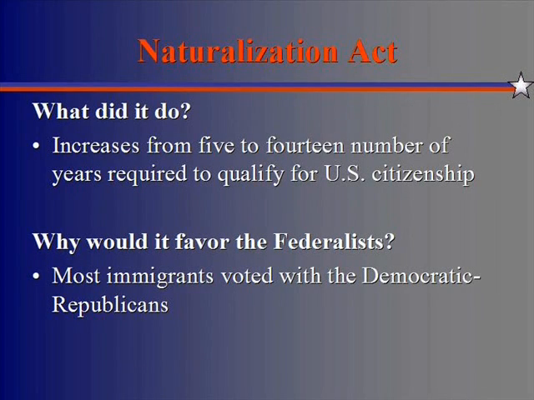The first of these is the Naturalization Act. What did it do? It increased the number of years that it would take for you to qualify for U.S. citizenship. Say you're an immigrant from another country. In those days, you had to wait 5 years before you could become a citizen. Well, the Federalists, once they take power, increase that number to 14 years.